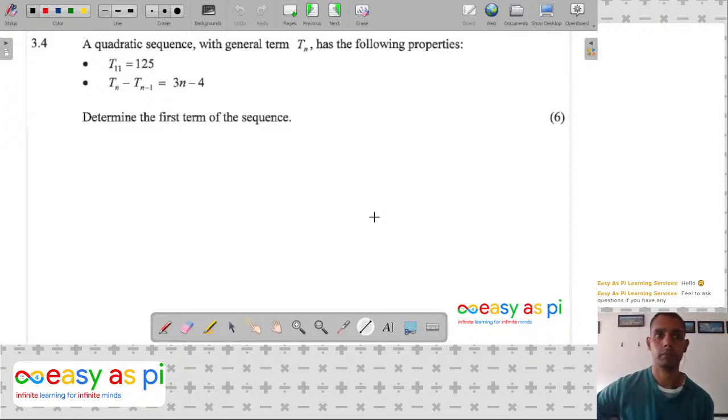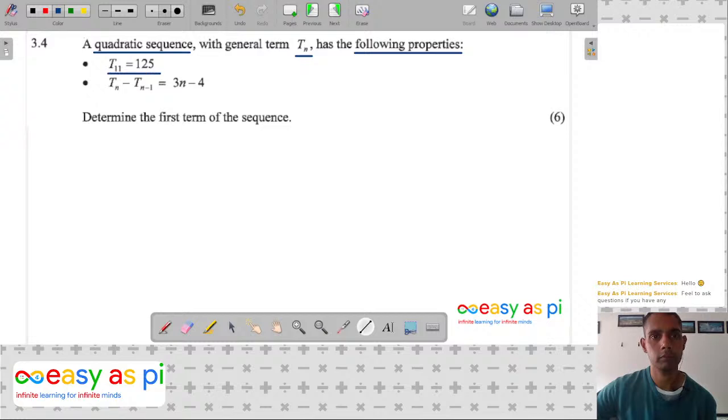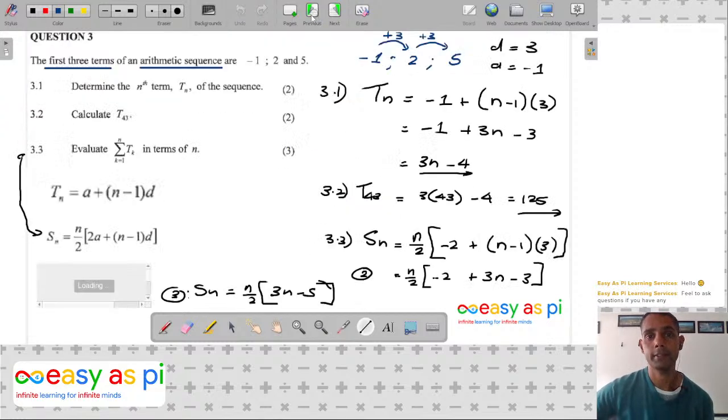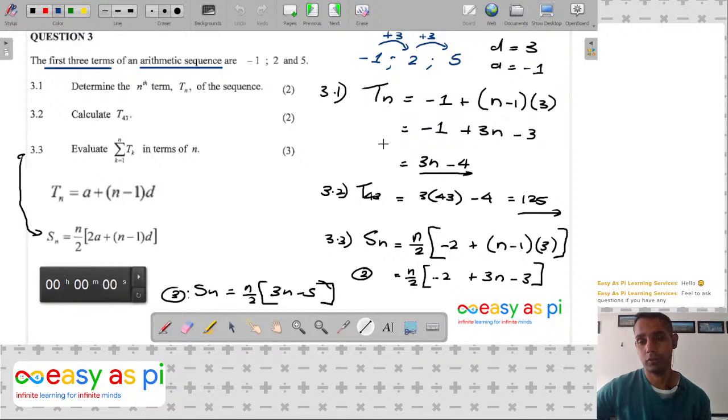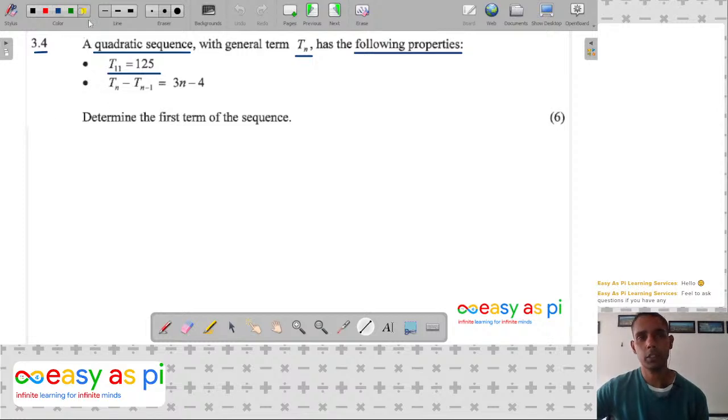Now, here's an interesting question. I was quite fascinated when I saw this question. You've got a quadratic sequence with a general term Tn and it has the following properties. We know that T11 is equal to 125, and then they say Tn minus 1 is 3n minus 4. Now that's an interesting one, right? And what you'll notice is this is number 3.4, and it's essentially flowing in from what we've done in this one. So that is a big clue to you. I'm not going to give too much away, but maybe you need to ask yourself, what is this?